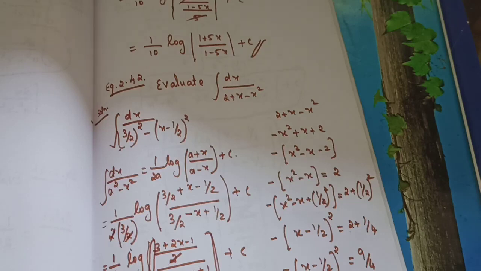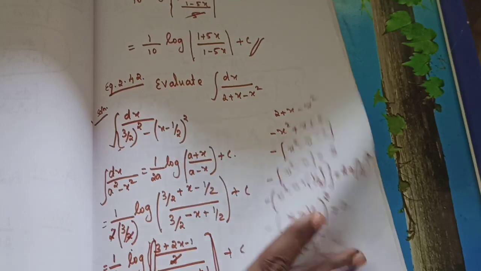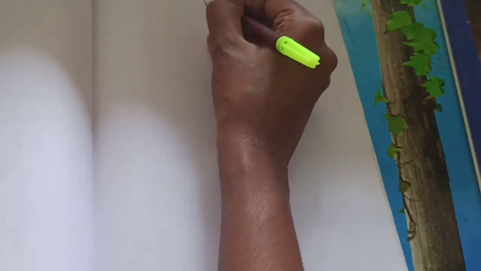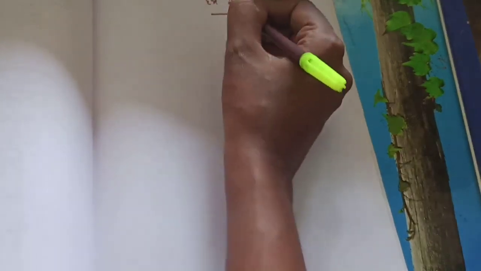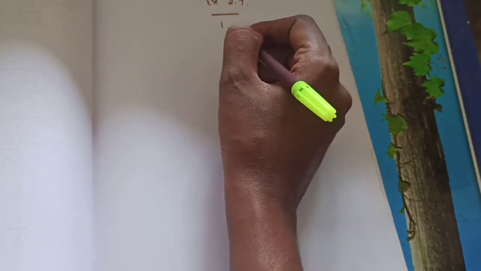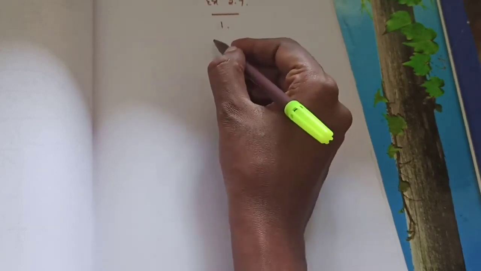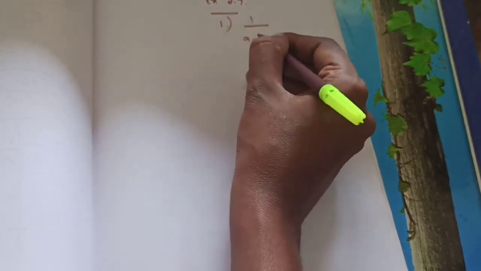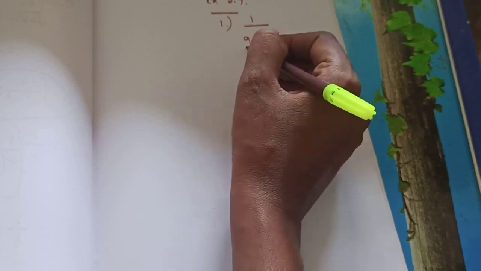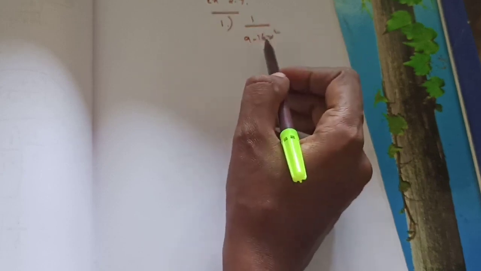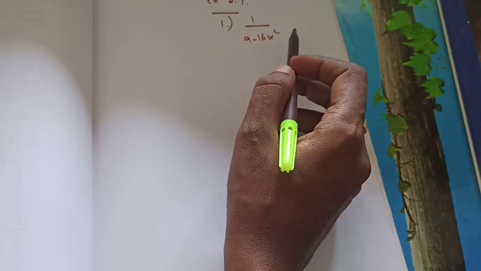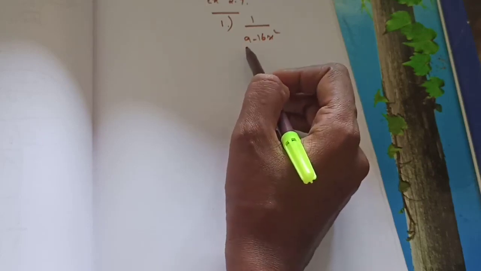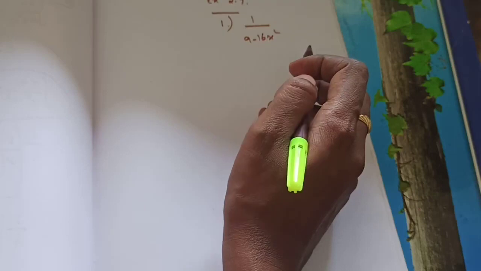Okay, it's time to give the homework. Take your books, children. Exercise 2.7. Problem number 1 is your homework. Problem number 1 is 1 by 9 minus 16x square. This one you can change as 3 square, and this one you can change as 4x the whole square. Is it right? So afterwards, what's the formula you can use? The a square minus x square formula you can use directly.